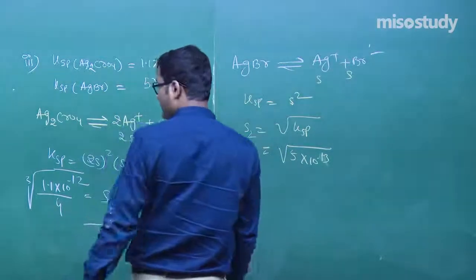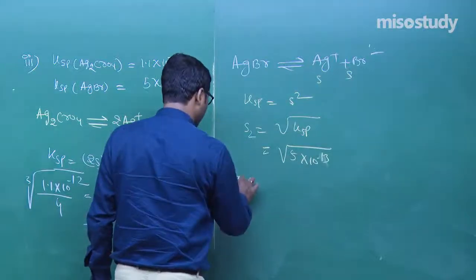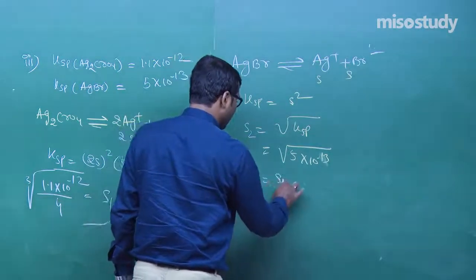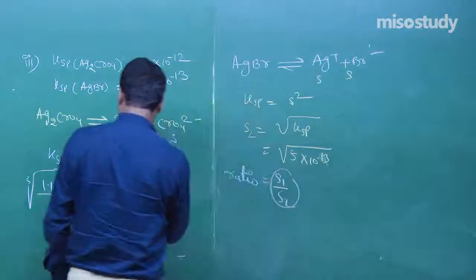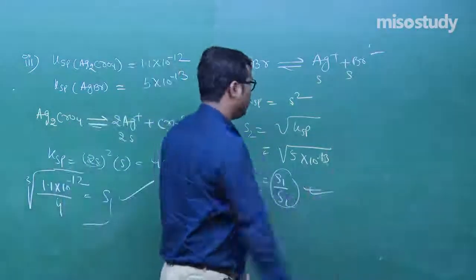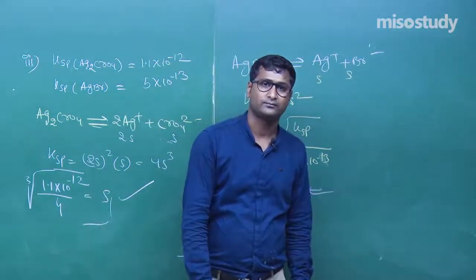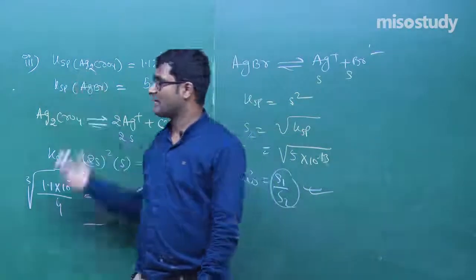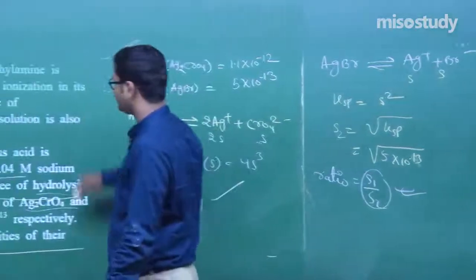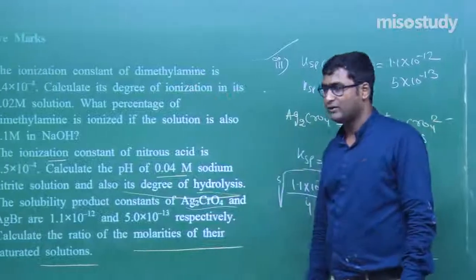So what is the ratio of molarities? The ratio will be equal to S1 upon S2. Put the value of S1 and the value of S2, in mole per liter. Am I right? Yes sir. Which type of question? Very simple questions. Now let's move to the first one.